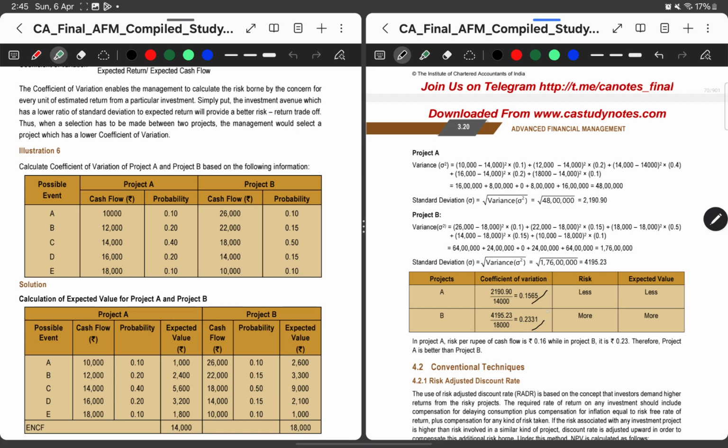So the standard deviation and the variance are more in case of project B. In project A I am expecting 14,000 as expected cash flow, wherein I am certain about that 14,000 by 0.1565, whereas for the 18,000 in case of project B I am not that certain, because the coefficient of variation is more in case of project B. So the more the standard deviation, the more the risk. The same goes for the coefficient of variation also. The more the coefficient of variation, the more the risk.